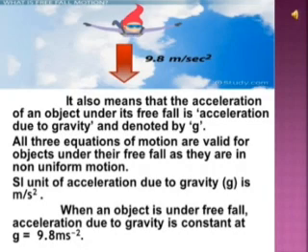This means that the acceleration under free fall is the acceleration due to gravity and is denoted by small letter g. All three equations of motion are valid for objects under free fall as they are in non-uniform motion. The SI unit of acceleration due to gravity is meter per second square, which is the same as that of acceleration. When an object is under free fall, acceleration due to gravity is constant at g equal to 9.8 meter per second square.